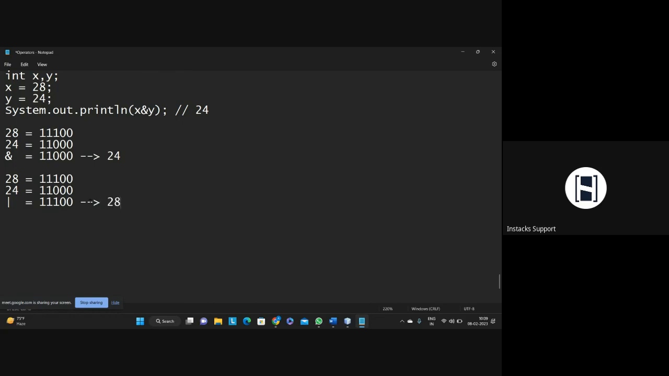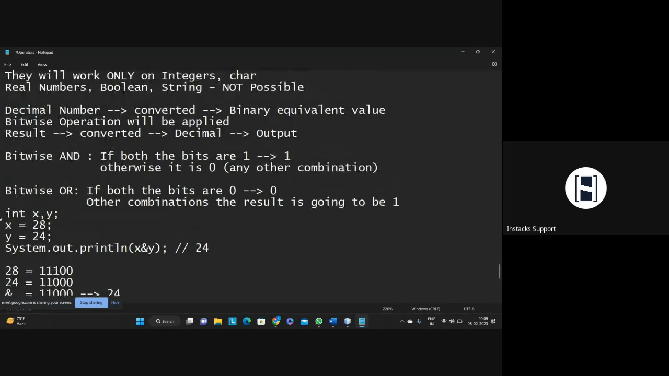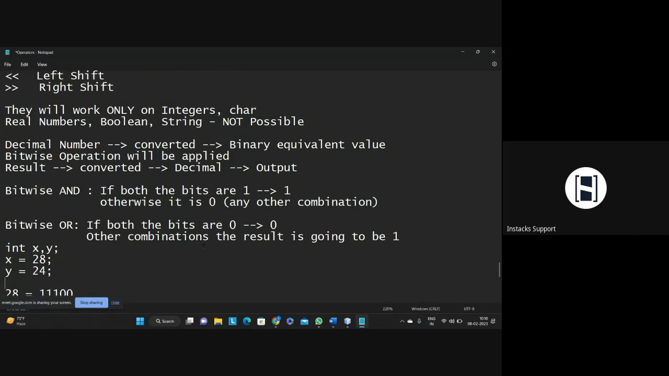Now, coming to our exclusive OR. Okay, coming to our exclusive OR. What is it going to do? What is the exclusive OR going to do? Or the bitwise XOR operator.